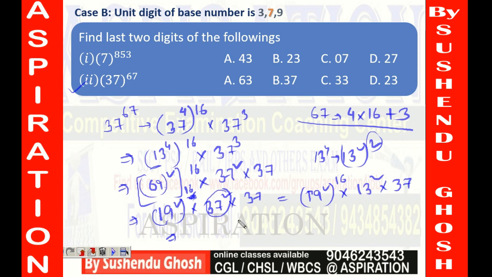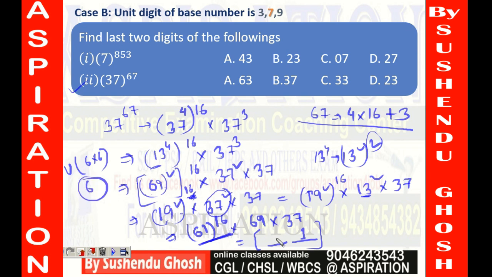Now 19 square will give you 61 as the last two digits. So 61 to the power 16. This will give you 69 and this will give you 37. Now how to find the last two digits? You already know, it will always give 1 in the unit place. Now what will come here? Unit place of 6 multiplied by 6, which will give you 6. So the last two digits of this number will be 61.